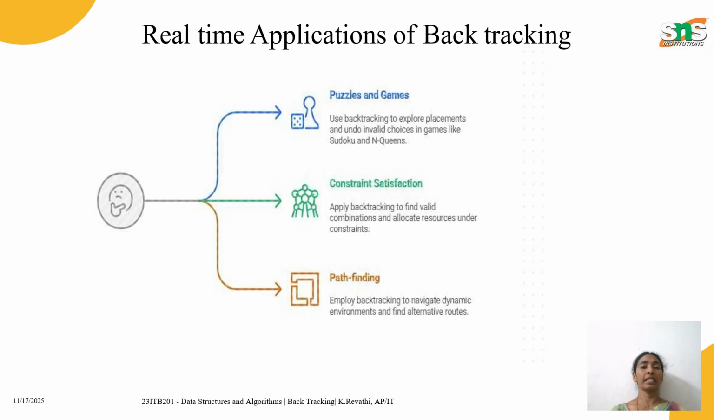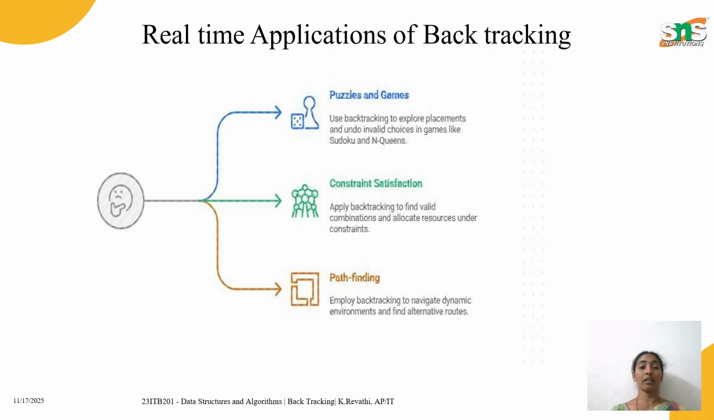Here are some real world applications which use the backtracking concept: puzzles and games, and constraint satisfaction problems, such as the n-queens problem. In this we are using constraints, so it is called a constraint satisfaction problem. Then there are many pathfinding algorithms which are used in artificial intelligence.